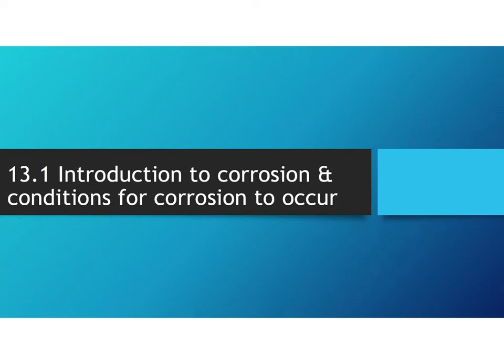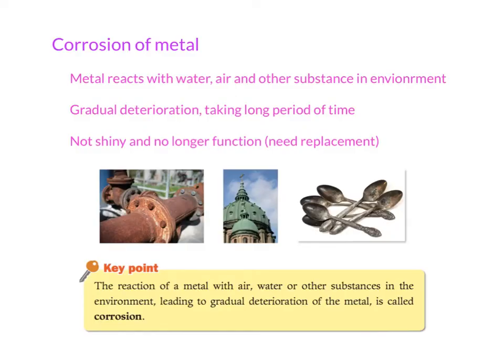13.1, we're going to talk about what corrosion is and what the conditions are for corrosion to occur. Corrosion is a process in which a metal reacts with water, air, and other substances in the environment. This process is a gradual deterioration. It's a very, very slow process.